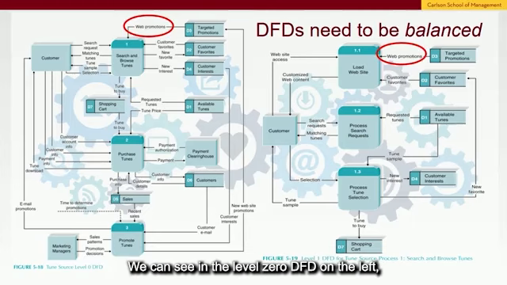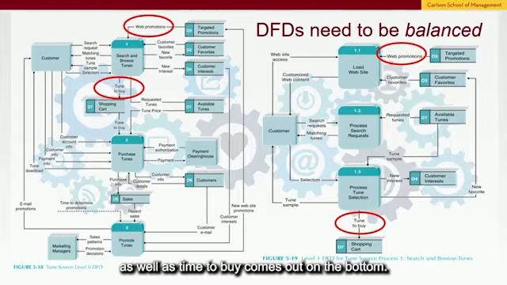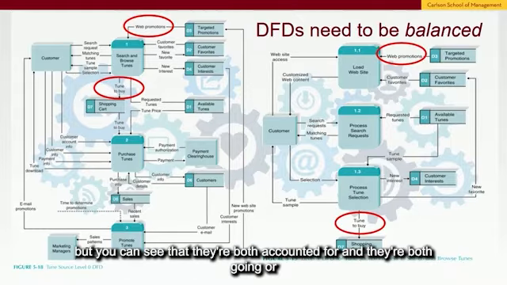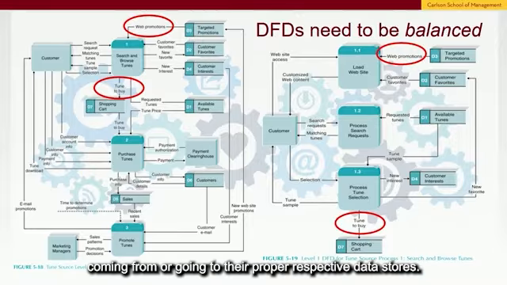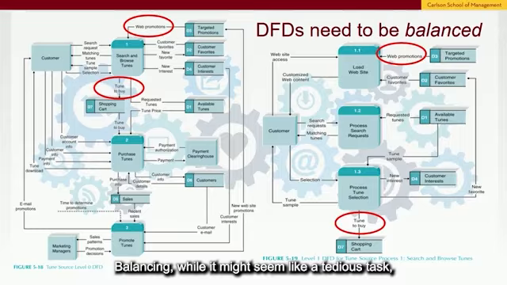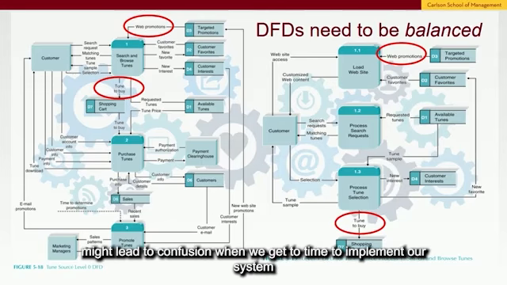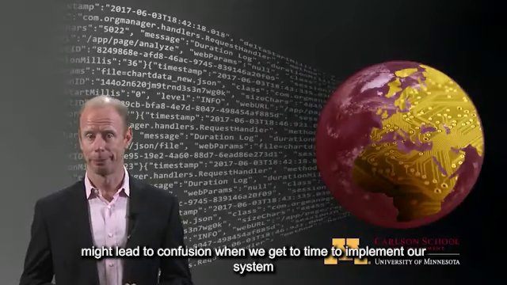We can see in the level 0 DFD on the left that web promotions goes in, as well as time to buy comes out on the bottom. It might be hard to find these in the level 1 DFD on the right, but you can see that they're both accounted for, and they're both coming from or going to their proper respective data stores. Balancing, while it might seem like a tedious task, helps ensure that there are no inconsistencies in our data flow diagram that might lead to confusion when we get to time to implement our system.